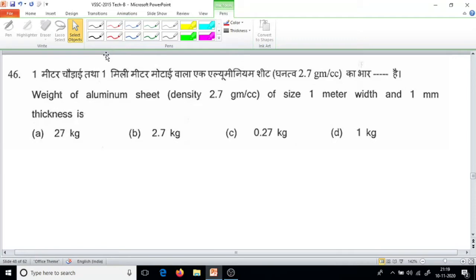This question I am not solving because the size of the aluminum sheet, 1 meter width and 1 mm thickness, is not given properly. If you want to find the weight, weight equals volume multiplied by density. But in this question we can't find the area, because we don't know the length and width. Okay, so we'll go to the next question.